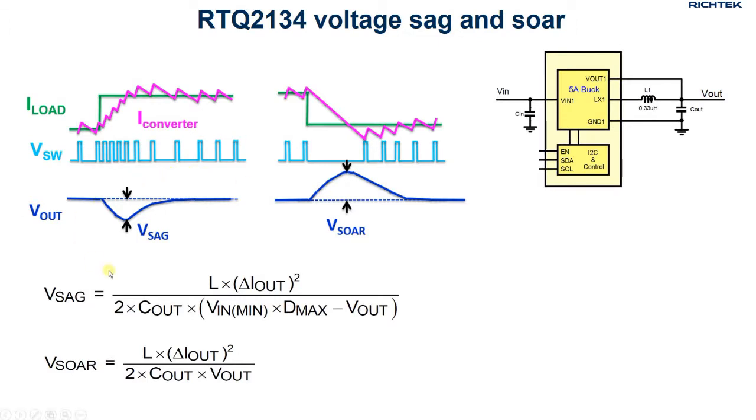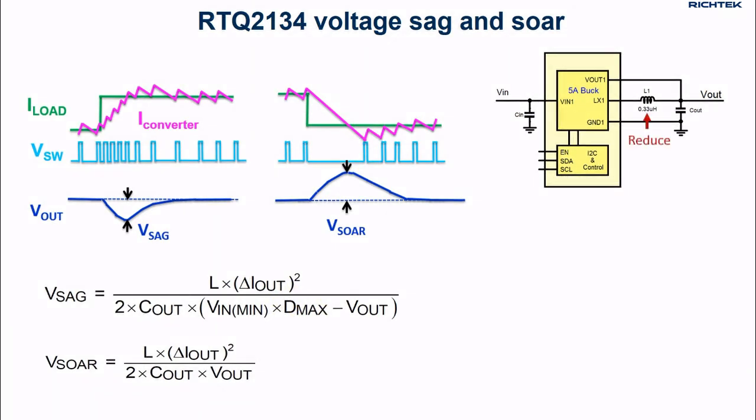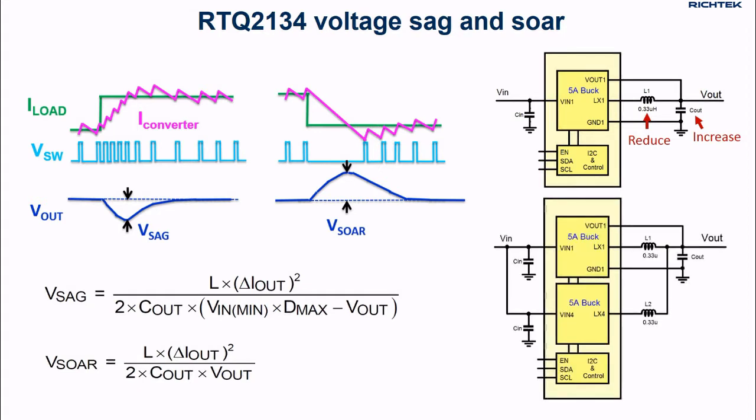Voltage sag and voltage soar of ACOT converters during load steps is related to the load step amplitude, input and output voltage, inductor value and output capacitance value, and the maximum and minimum duty cycles that the converter is able to reach during the load transitions. Reducing the inductor value or increasing the output capacitance can reduce the voltage sag and soar. Dual phase operation effectively halves the total inductor value, so dual phase operation will reduce the voltage sag and soar by a factor 2 compared to single-phase operation.